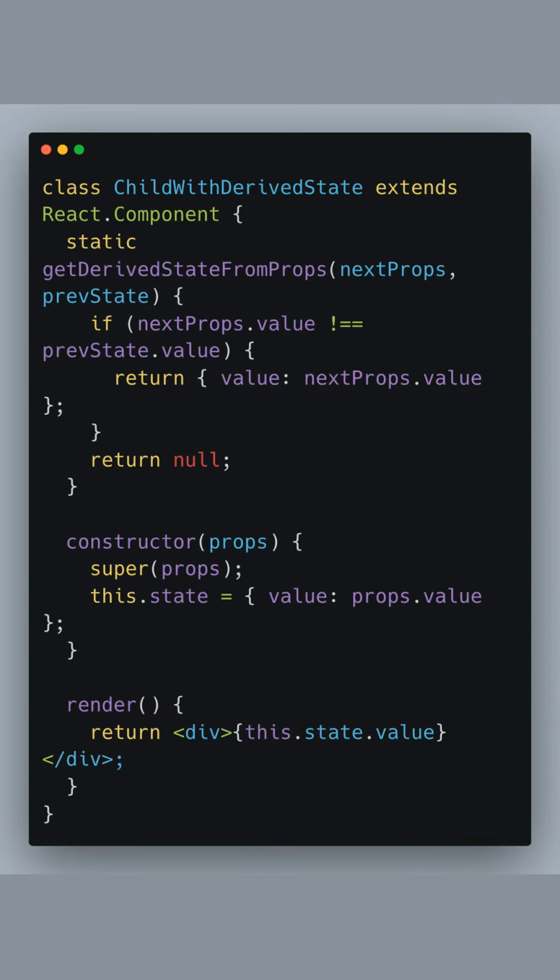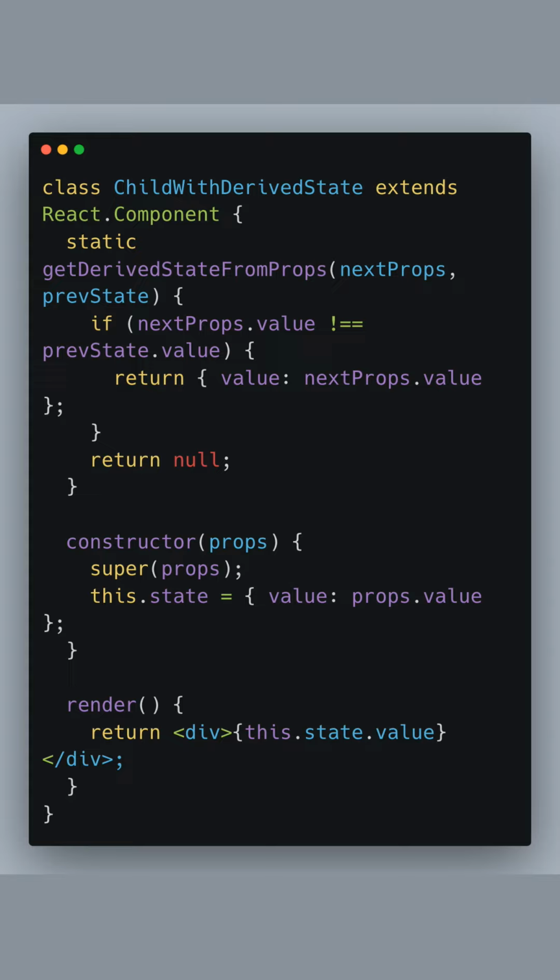Lastly, we delve into a more complex example of state initialization in a class-based component. The ChildWithDerivedState component utilizes the getDerivedStateFromProps lifecycle method. This is a static method that takes nextProps and prevState as arguments and is called right before the render method on initial renders and on updates.